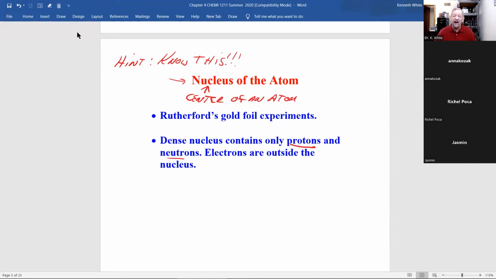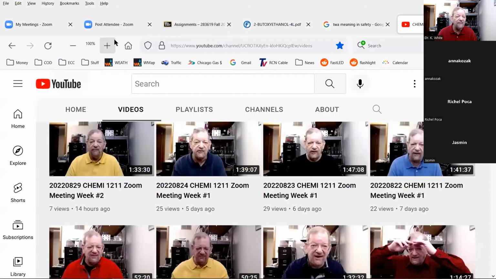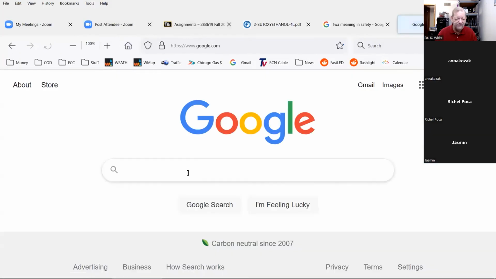Now, it turns out the nucleus is a very small thing, and it contains protons and neutrons that are very dense. How did we find this out? By a great chemist, Rutherford. And he did his gold foil experiments. And let me do this. And let's go to the internet.